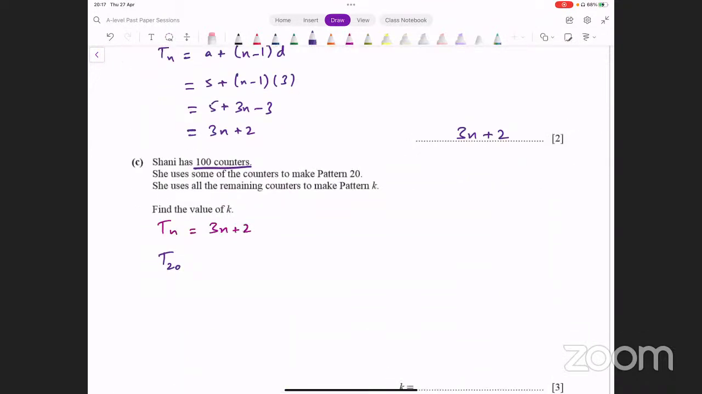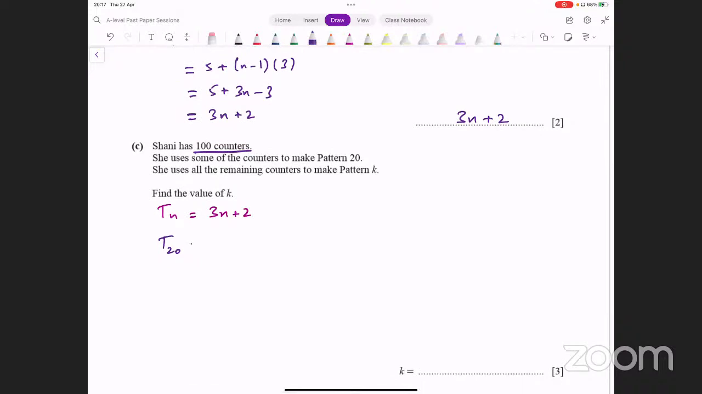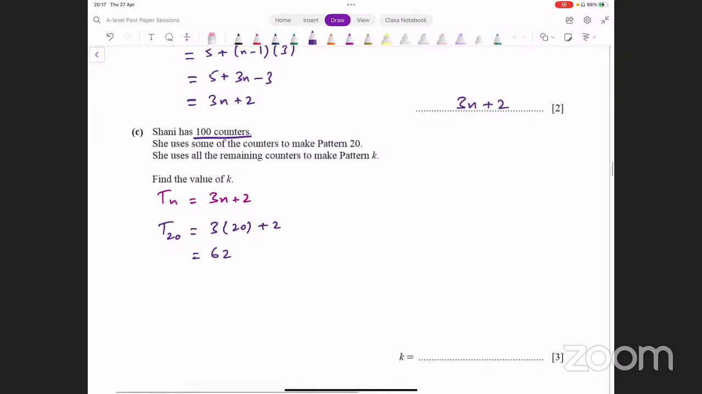You know this formula. तो अगर T20 आपके पास होगा, उसमें कितने counters use हो रहे होंगे? 3 into 20 plus 2. And what does that give us? That gives us 60 plus 2, which is 62. 62 counters use हो रहे हैं pattern 20 में. ठीक है? अब बाकी कितने counters बचे आपके पास? Remaining counters, how many are they?